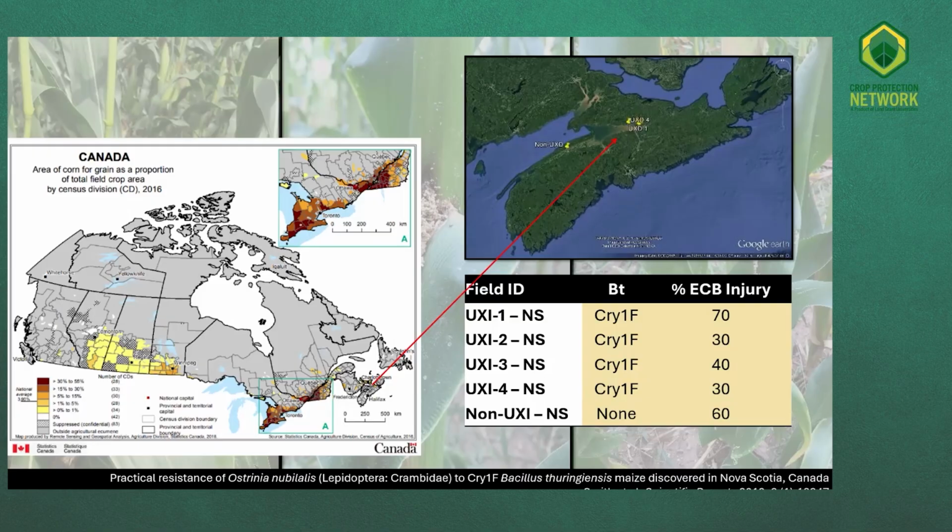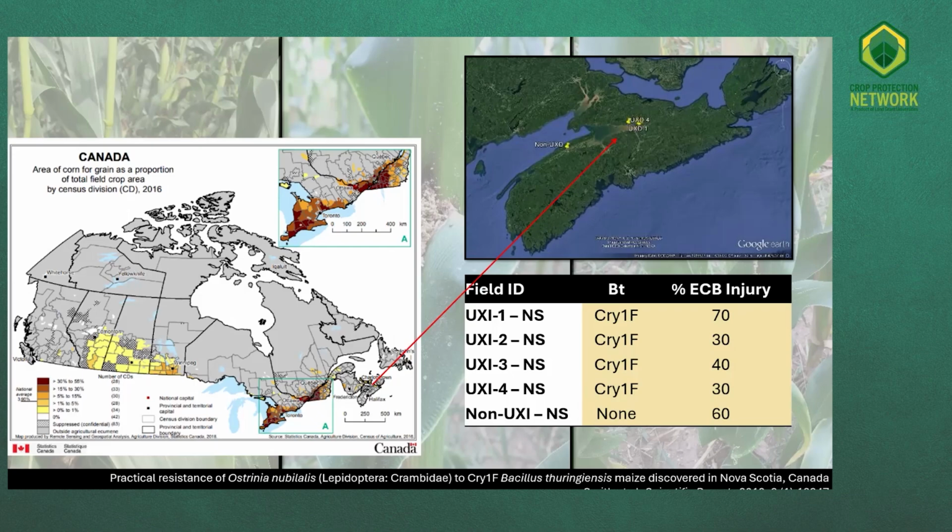So we collected corn borers from those fields, from 4 different Cry1F fields in that area in 2018. We also collected a population to the west out in the Annapolis Valley that we thought would be upwind. So if there was Bt resistance in the populations to the east, they probably wouldn't be over to the west if they were going to spread. We collected a population from a non-Bt field there.